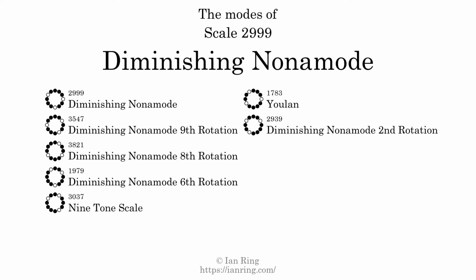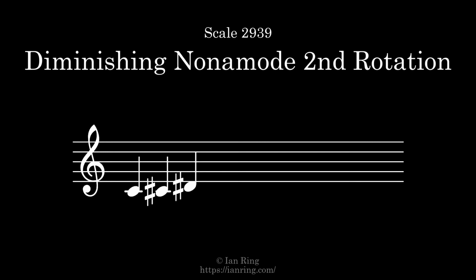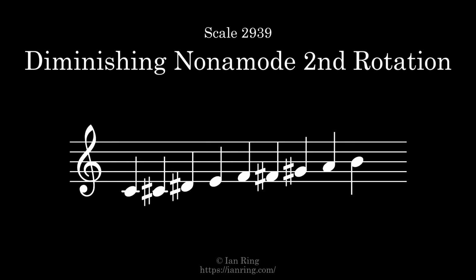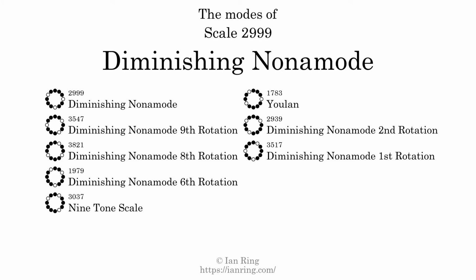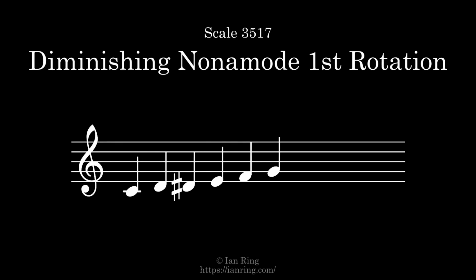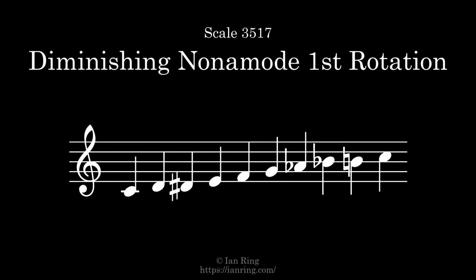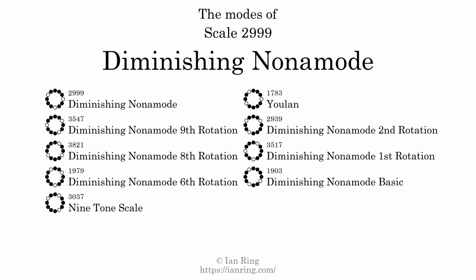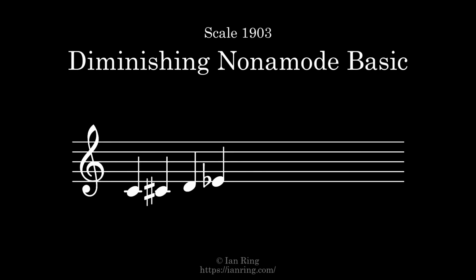The seventh mode is scale 2939, also known as diminishing nonamode 2nd rotation. It sounds like this. The 8th mode is scale 3517, also known as diminishing nonamode 1st rotation. It sounds like this. The 9th and last mode is scale 1903, also known as diminishing nonamode basic. It sounds like this.